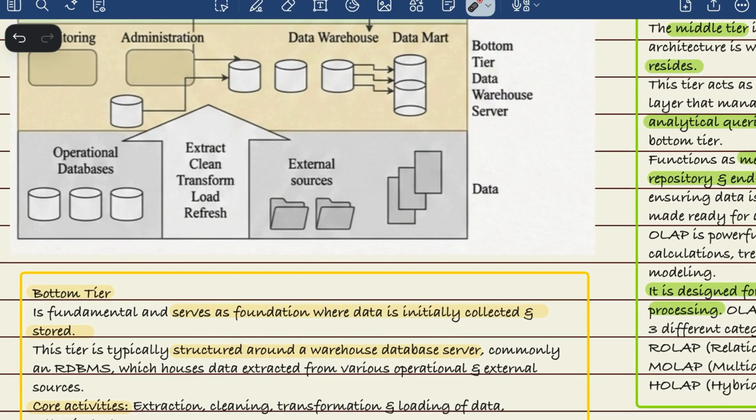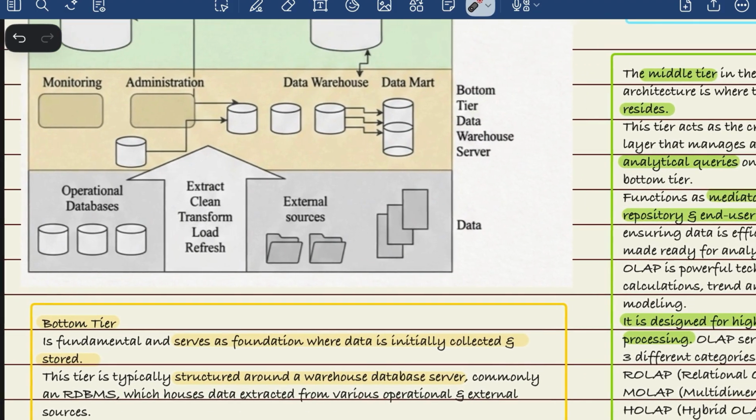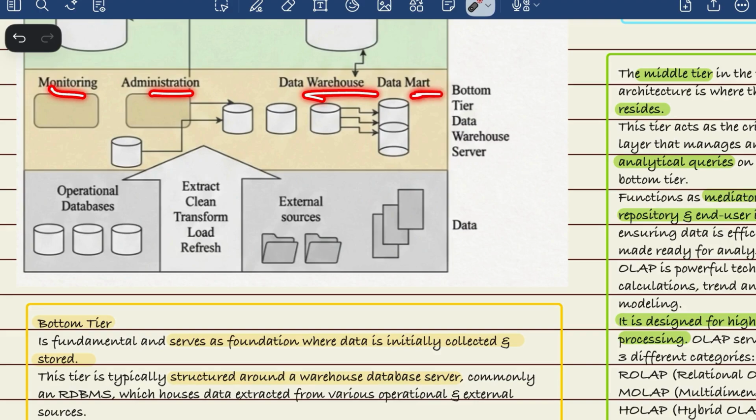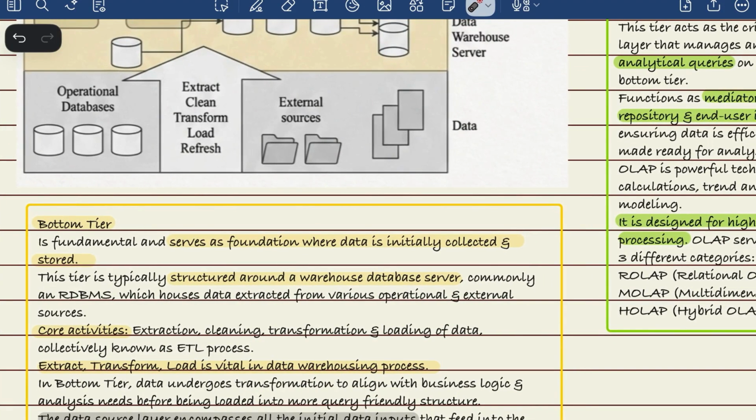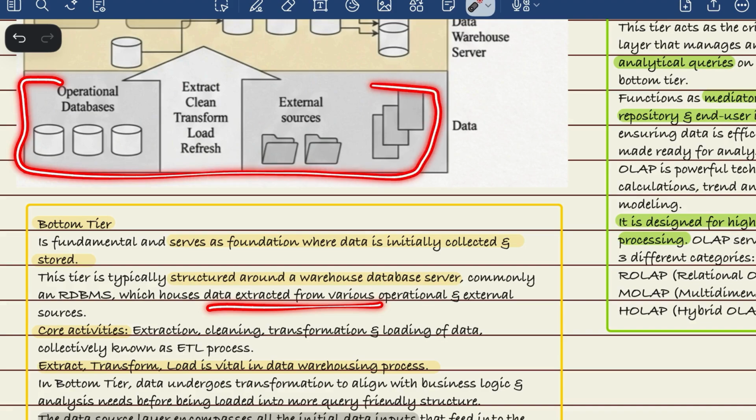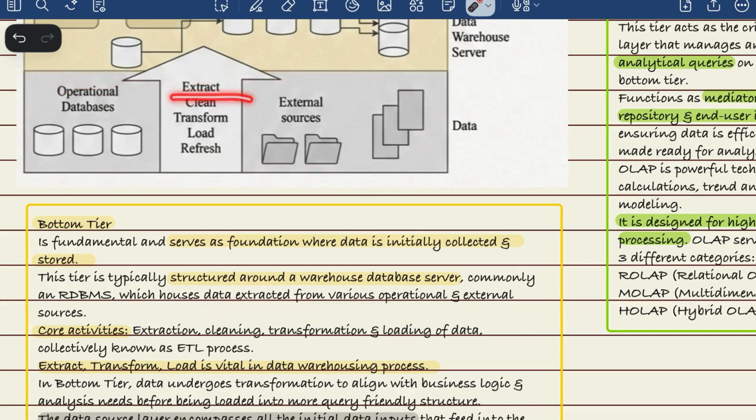In this bottom tier, you see here, it is monitoring, administration, data warehouse, data mart. What is exactly this tier? It is typically structured around a database server. We have a server over here, and it is commonly a relational database management system. So all the data that is extracted, cleaned, transformed, loaded and refreshed into the data warehouse server, all this is part of the bottom tier, the roots of our building, right?